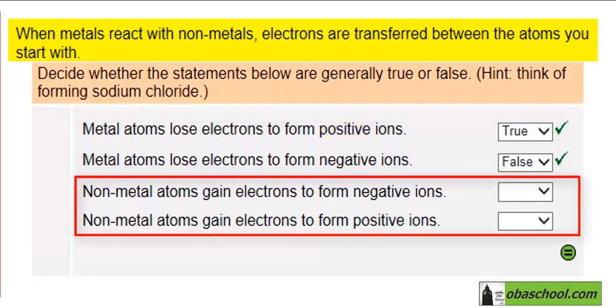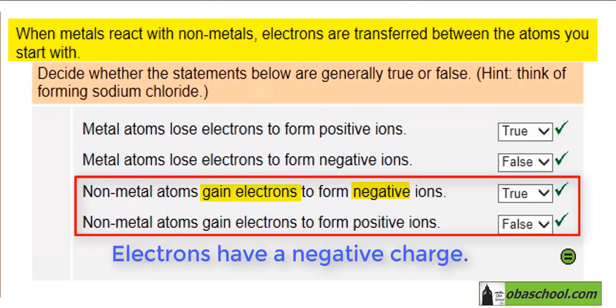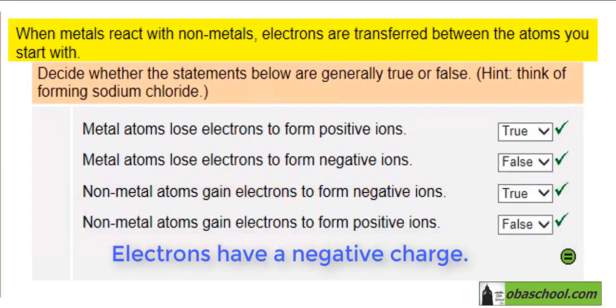What about nonmetals? Do they gain electrons to form negative ions, or do they gain electrons to form positive ions? That is correct. Nonmetal atoms, like chlorine for example, gain electrons and they form negative ions, because gaining electrons means that they gain negative charge. So what we can conclude is that metal atoms lose electrons to form positive ions. However, the atoms that gain electrons are nonmetals, and nonmetals form negative ions.